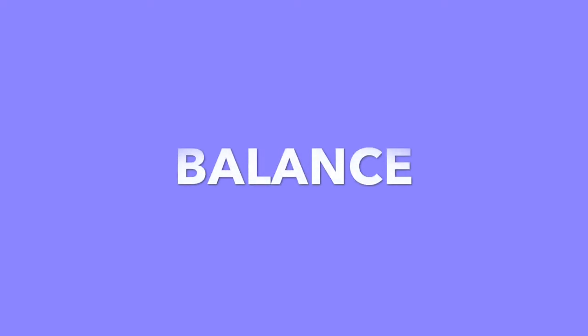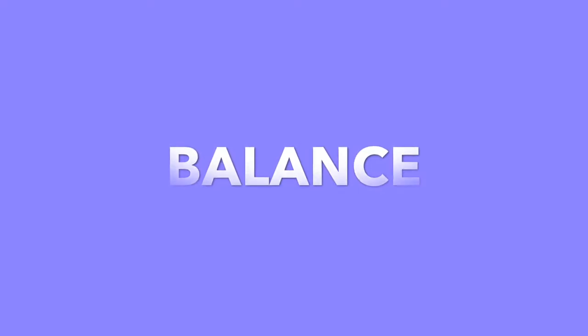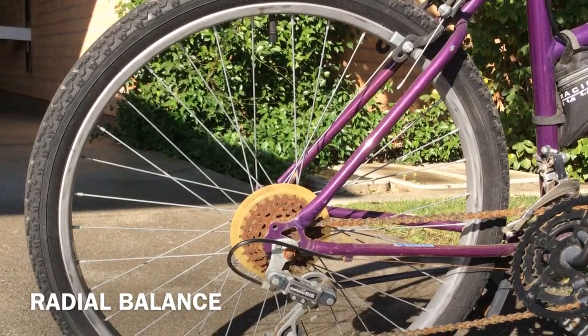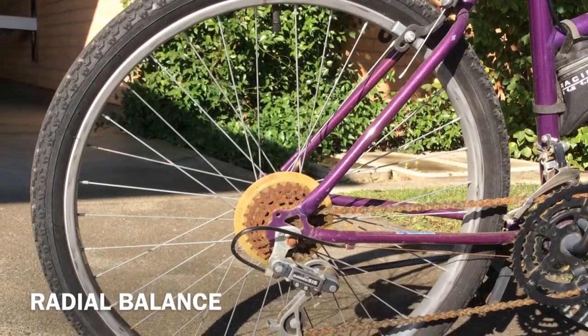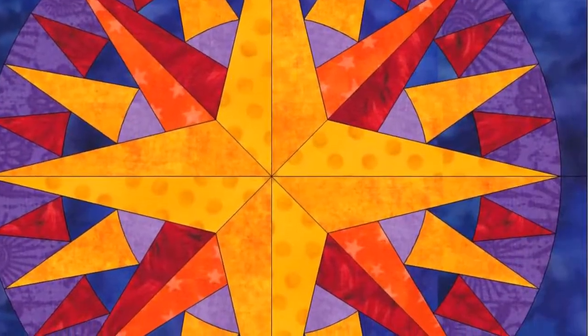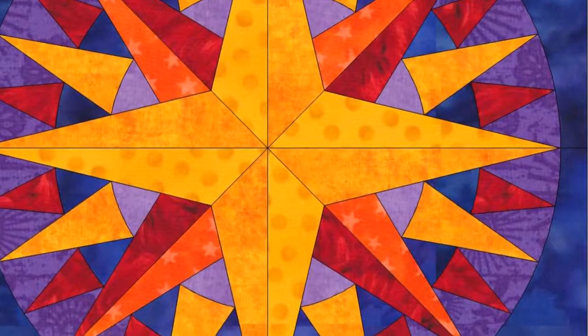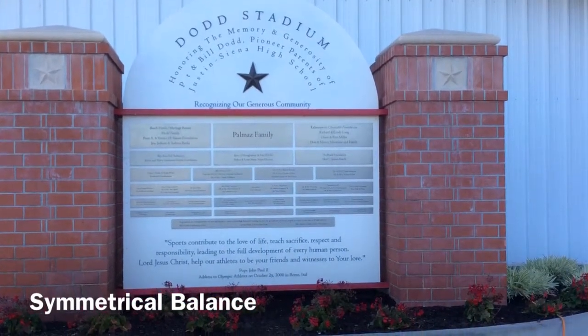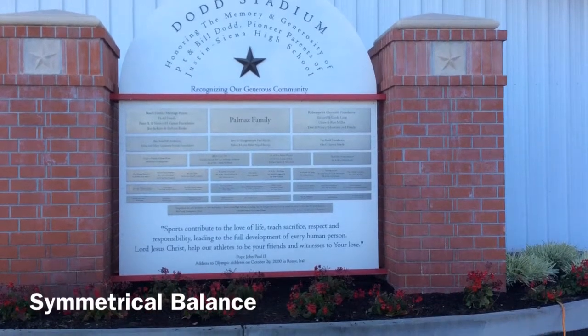Balance is the position of certain objects in a work of art, strategically placed to please the mind and make things look symmetrical and even. The spokes in the bicycle wheel extend from one center point for radial balance. In the Dodge Stadium Memorial, you can draw a line of symmetry between the 2 outside pillars.